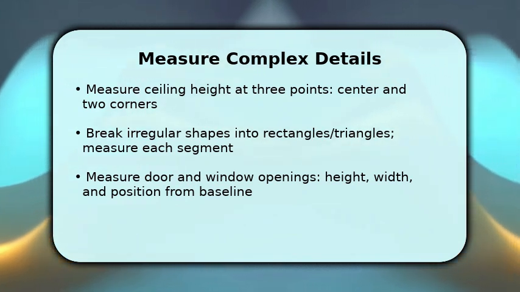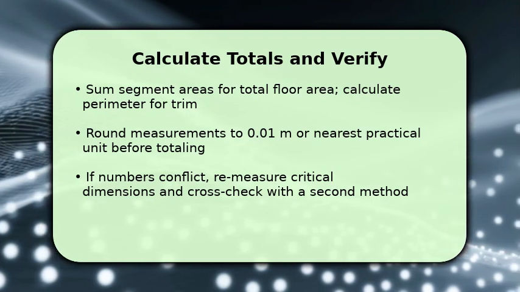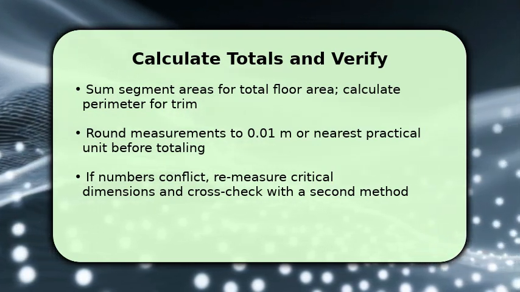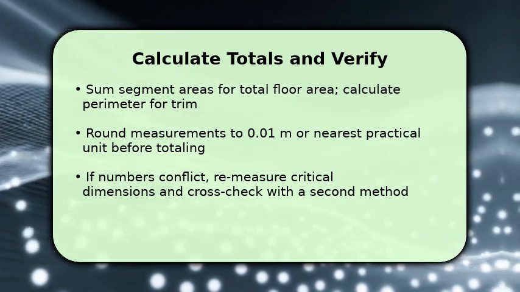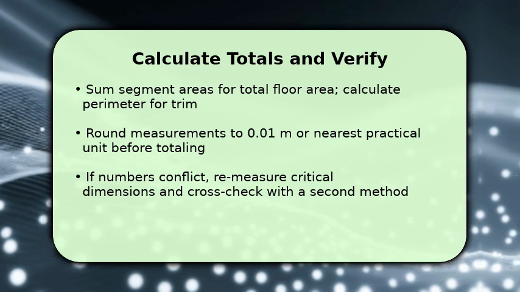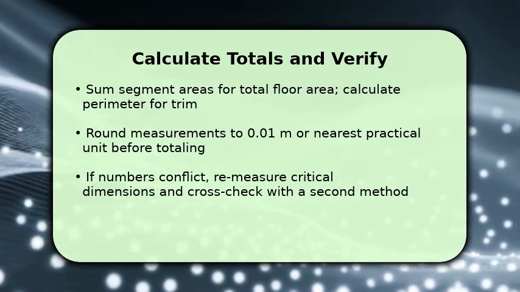Finish by calculating each segment area and summing them for total floor area, then compute perimeter for baseboards or molding. Convert units consistently and round to a sensible precision like 0.01 m to avoid compounding small errors.